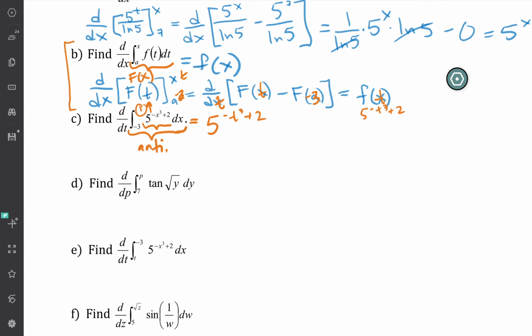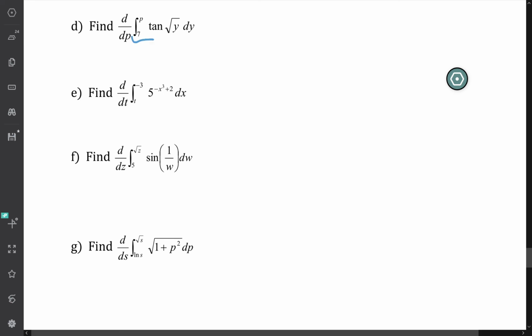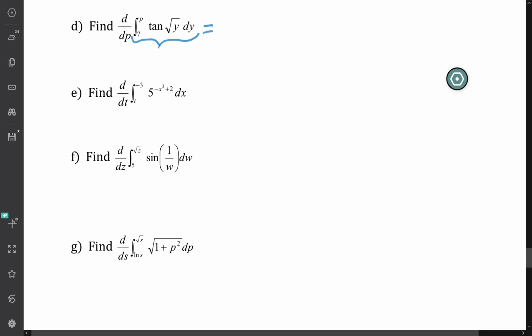Okay, part D. In part D, we want the derivative with respect to p of the integral from 7 to p of tangent of the square root of y dy. So again, we don't have anything too weird happening. We're saying find a specific antiderivative of tangent of the square root of y, and then take the derivative of the antiderivative of tangent of the square root of y, except we've now switched our variables and made them p's. So what we should get back is the tangent of the square root of p.